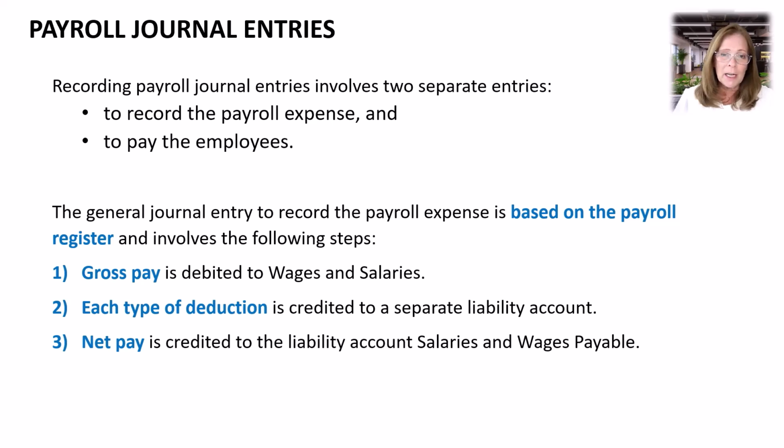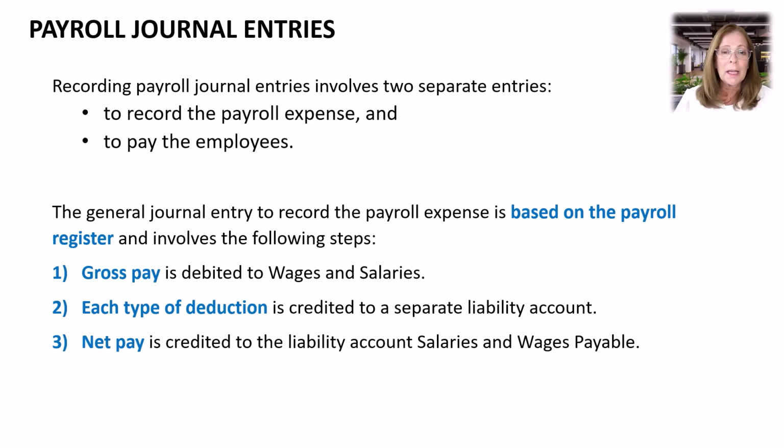Each type of deduction is credited to a separate liability account: Social Security tax payable, Medicare tax payable, employee income tax payable, and health insurance premiums payable. There could be additional liability accounts that are credited, such as 401k and dental and vision premiums payable, as well as union dues and donations payable.